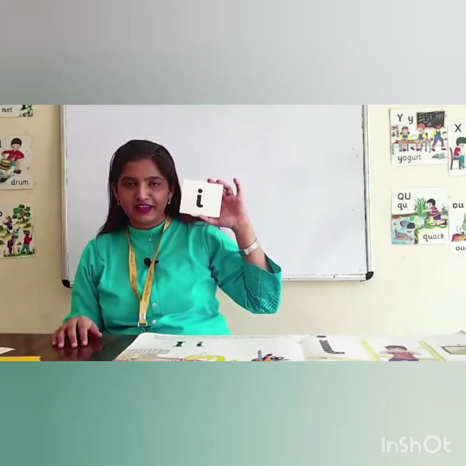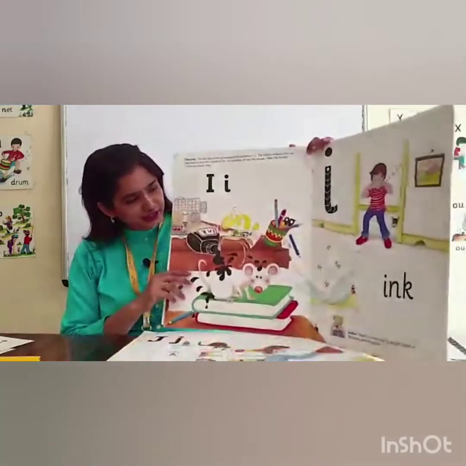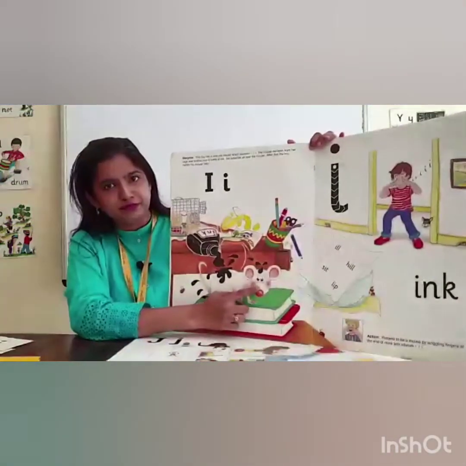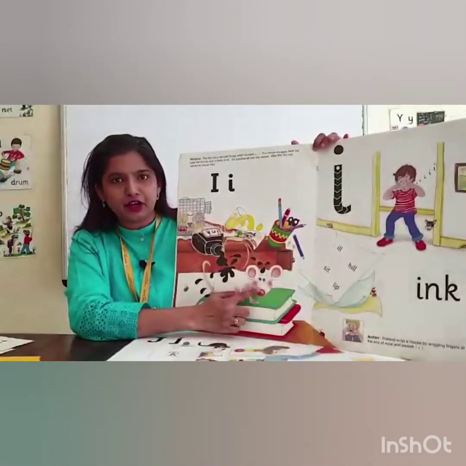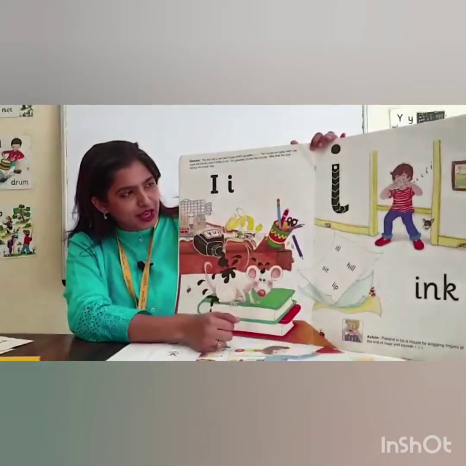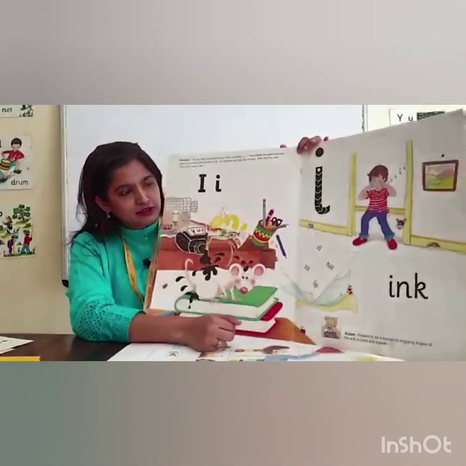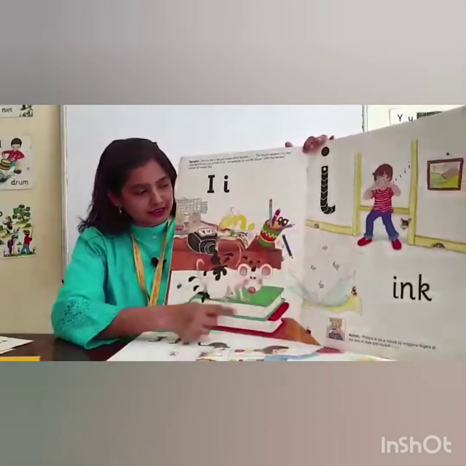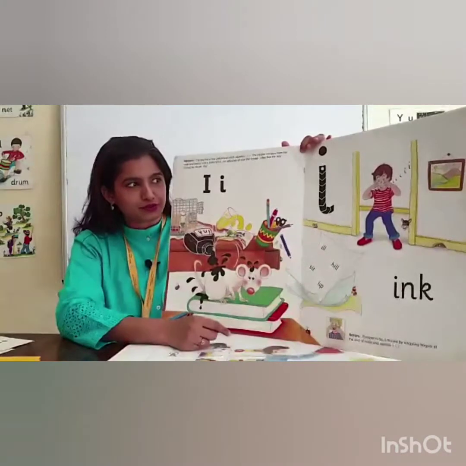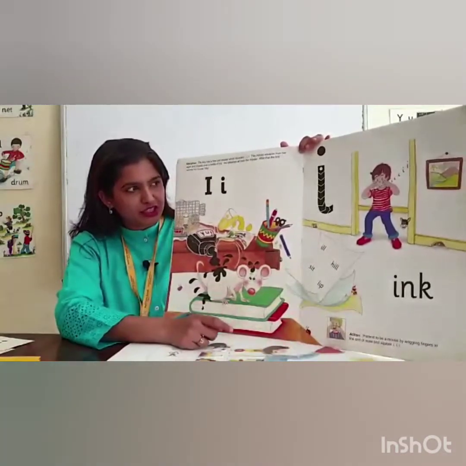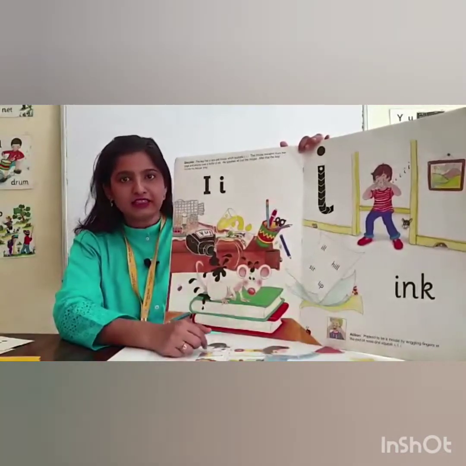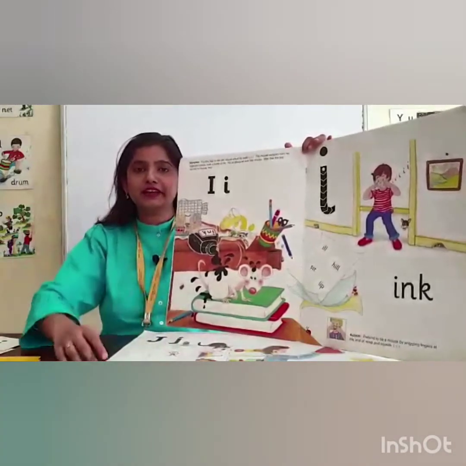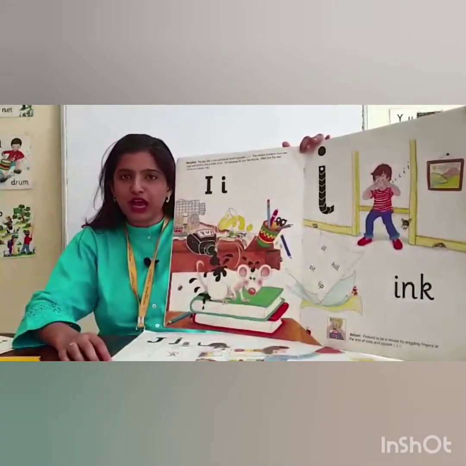Which letter? Letter I. Yes, letter I. Now let's hear the story of letter I. Can you see this mouse here? Okay, he is a very naughty mouse. And what was he doing? This is Iqbal and this is his pet mouse. So this mouse was so naughty that he did not listen to Iqbal and he was jumping here, there, everywhere, all around the house.